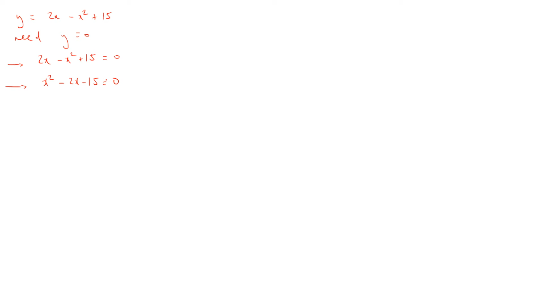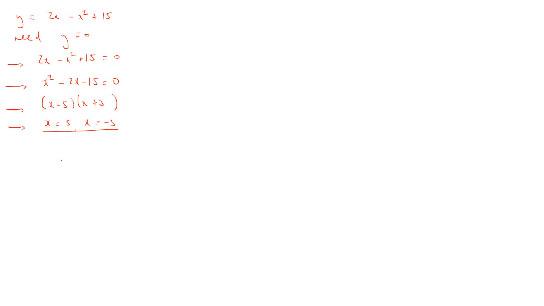And this is what you get. This will easily factorize to, I think it's x minus 5 times x plus 3. So the critical points are x equals 5 and x equals -3.